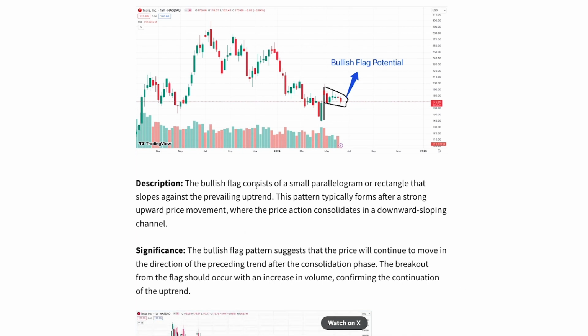So again, the bullish flag consists of a small parallelogram or rectangle that slopes against the prevailing uptrend. You can see here that we're sloping down a little bit there.